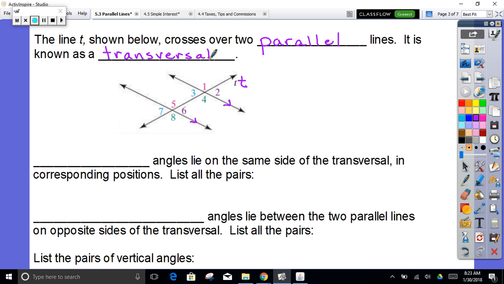The word trans means across. I don't know exactly what versal means, but transversal means it goes across the lines. Okay, now when we have a transversal crossing parallel lines, we have a lot of angles that are formed, and these angles have a lot of different relationships. So these are some new definitions to keep track of. The first is corresponding angles.